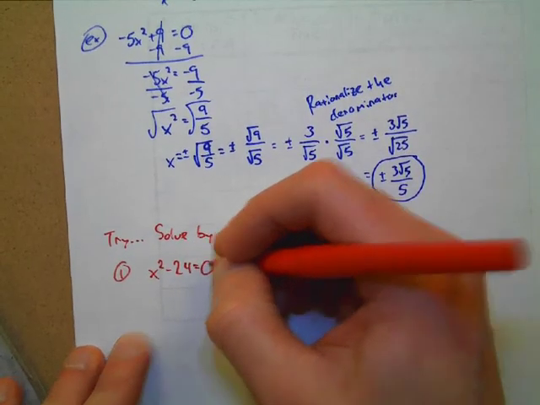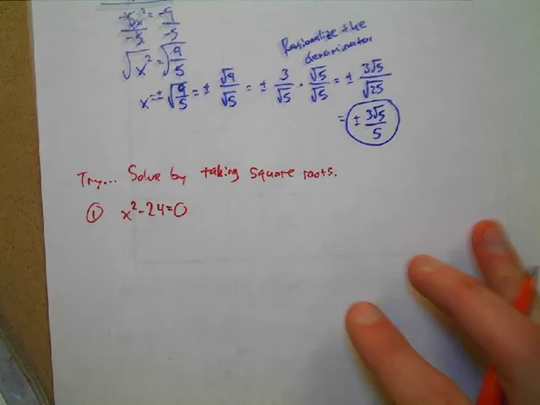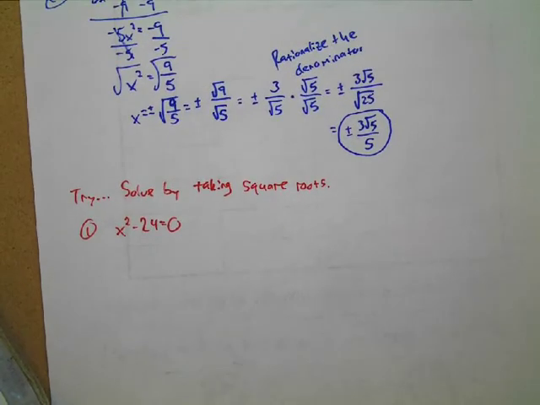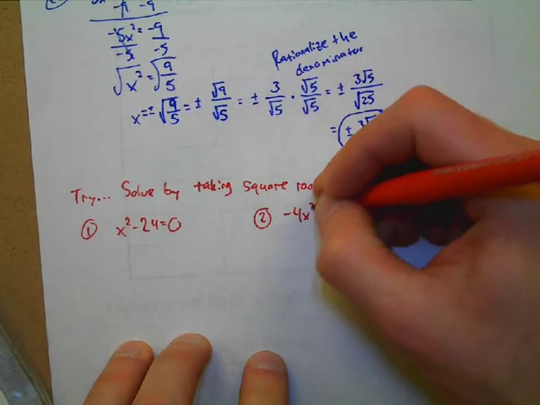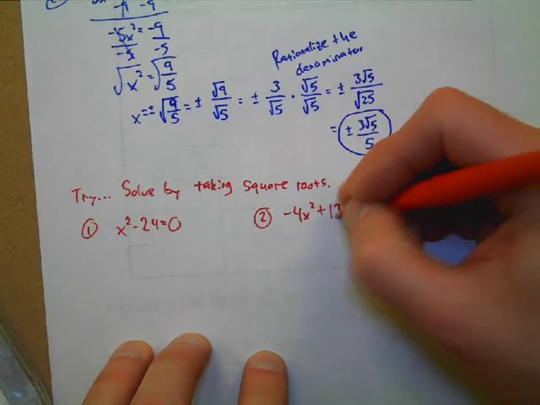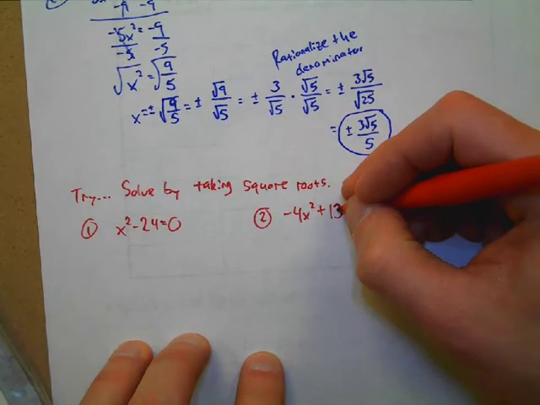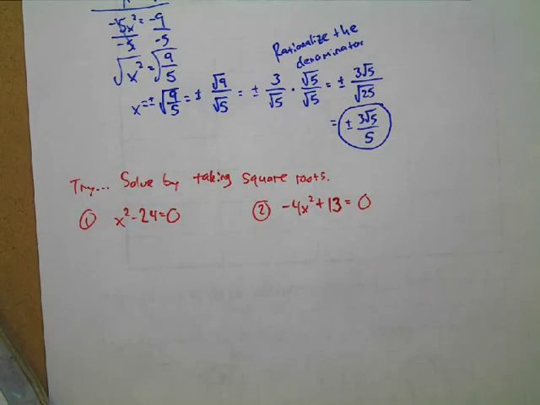Okay, there's one for you to do. X squared minus 24 equals 0. And here's another one for you to do. So give those 2 a try.